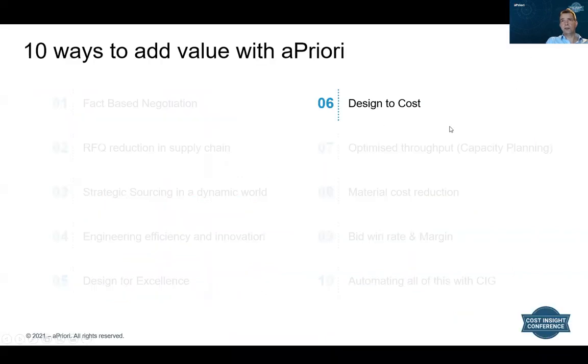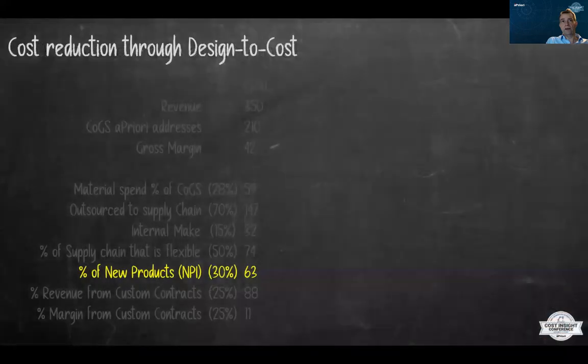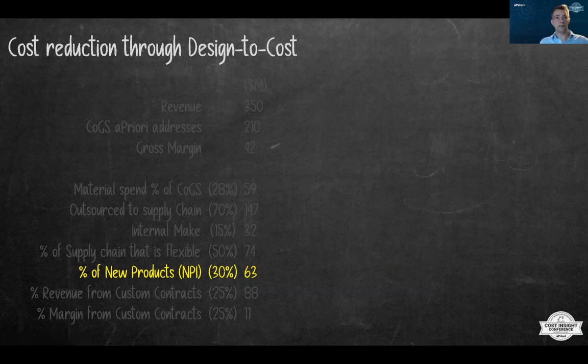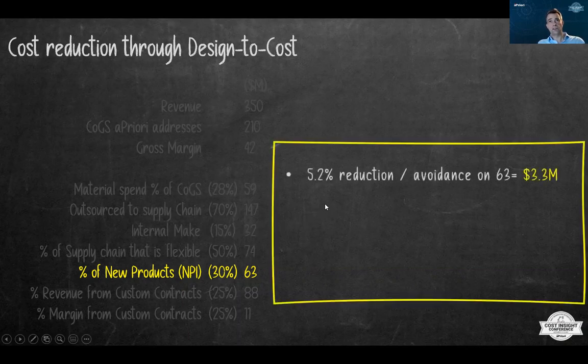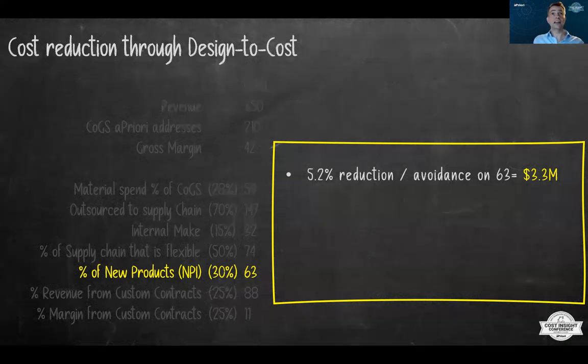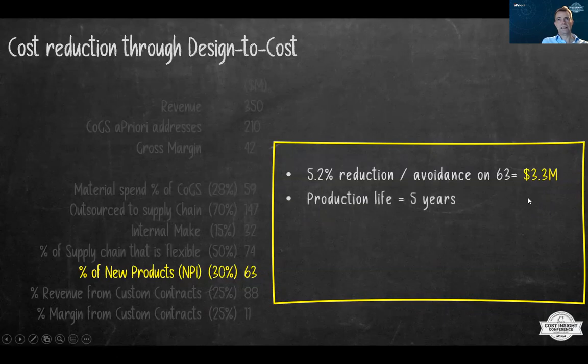So designing to cost can be achieved in many ways, but what does it mean to us? Let's say 30% of my products are new every year, including my custom products. So 63 million of my COGS, my cost of goods sold, can be reduced if we avoid these issues. Let's say we take a 5.2% cost reduction or cost avoidance, say 5.2, because that's what our customers get on average. That's worth 3.3 million to my organization per year. Over 5 years, of course, that's worth 16.5.